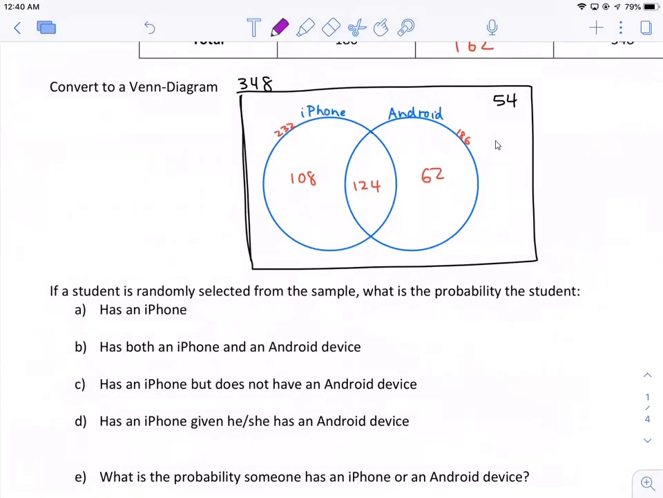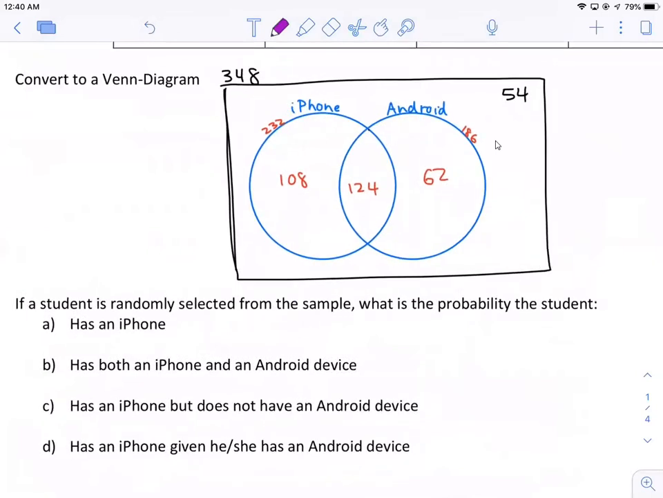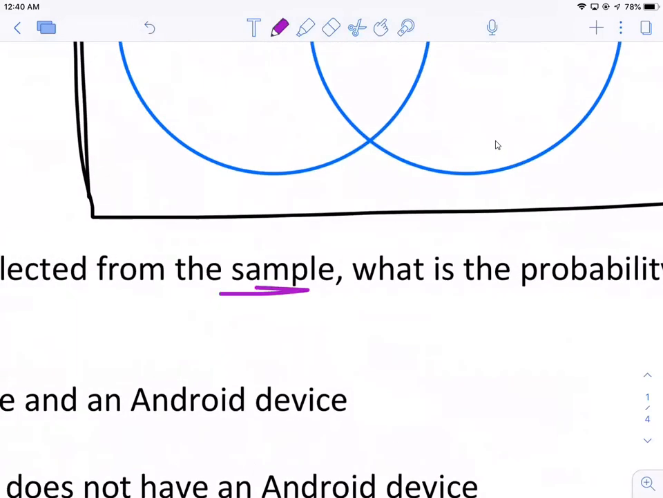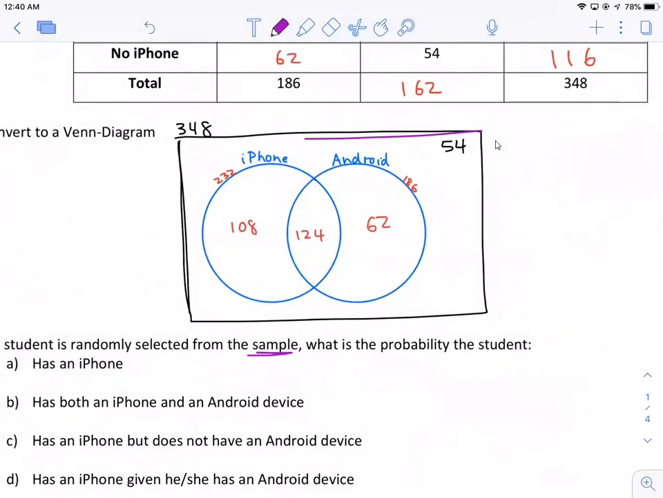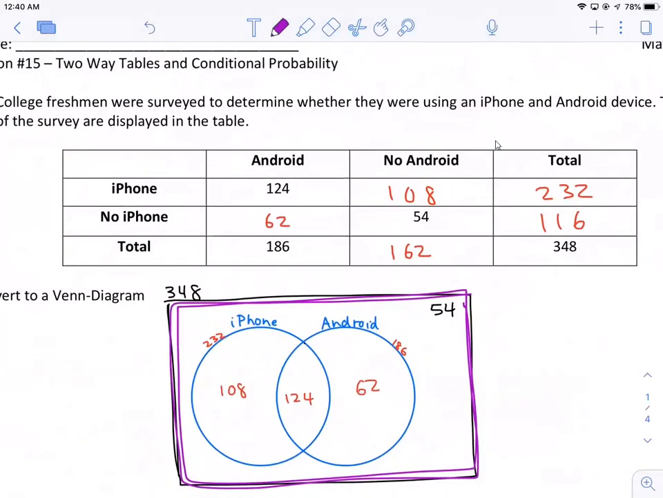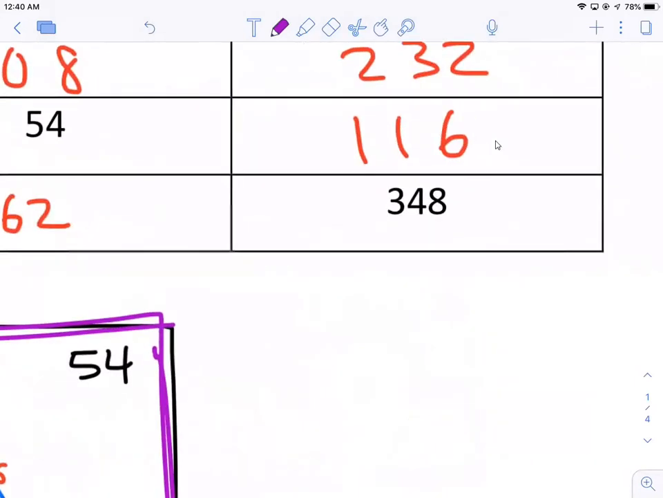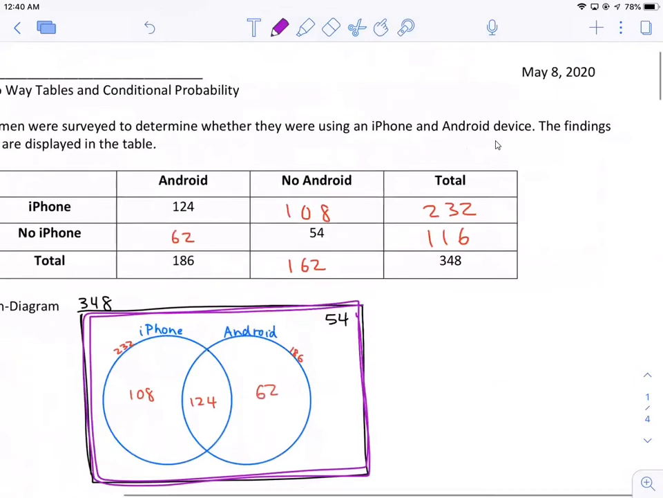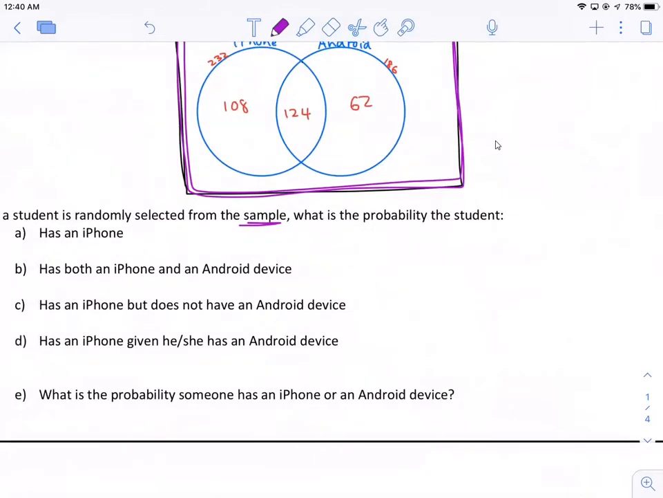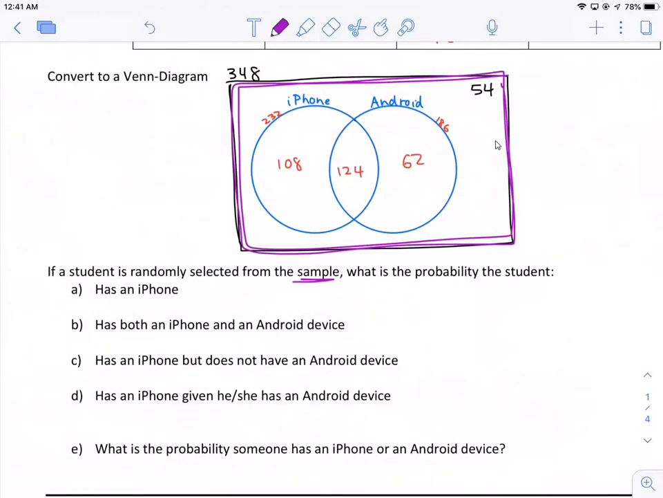So let's take a look. If a student is randomly selected from the sample, so when I say from the sample, kind of like sample space, like everyone or all the outcomes, our sample is out of everyone. So we surveyed 348 freshmen. So that's going to be our total. So we're saying out of the 348, what's the probability that a student has an iPhone?